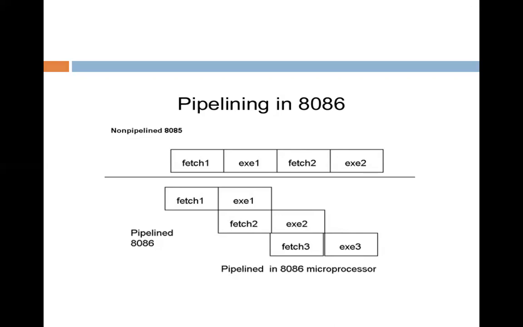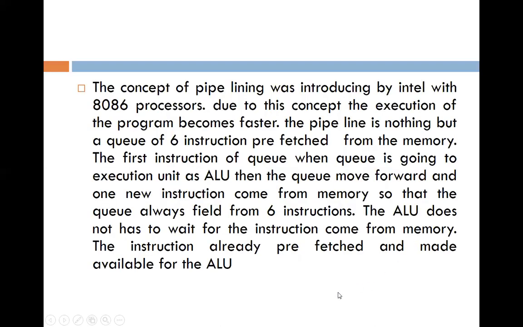So these two operations are done simultaneously. Second, when our second instruction is executed, at that time our third instruction is fetched from the memory. So in this time duration, two instructions are executed in parallel. This concept is called the pipelining concept. The concept of pipelining was introduced by Intel with the 8086 microprocessor. Due to this concept, the execution of the program becomes faster.